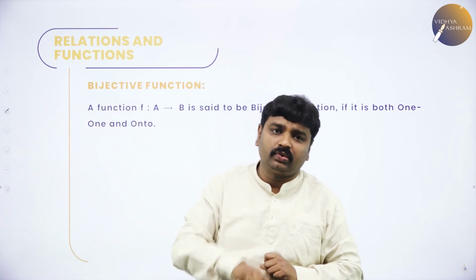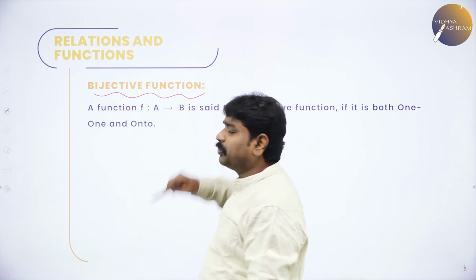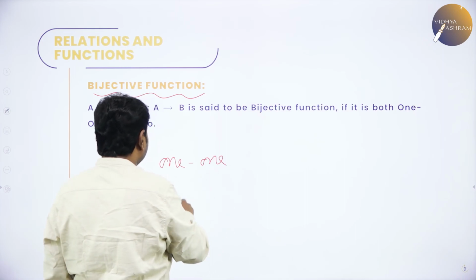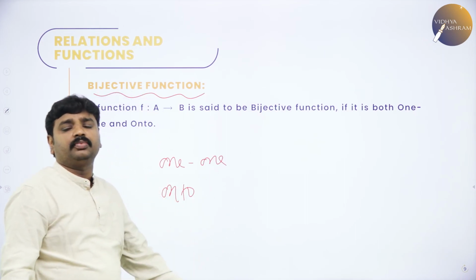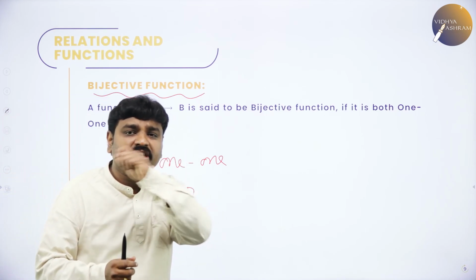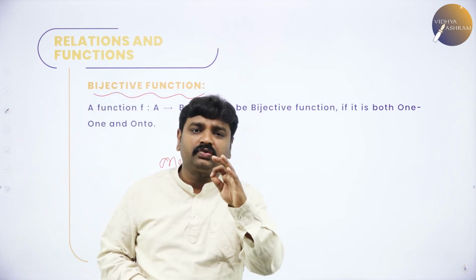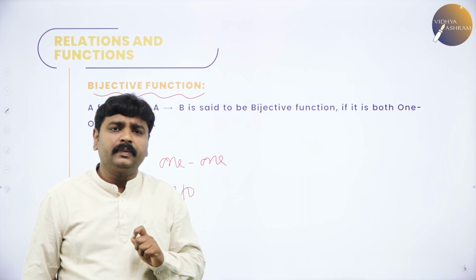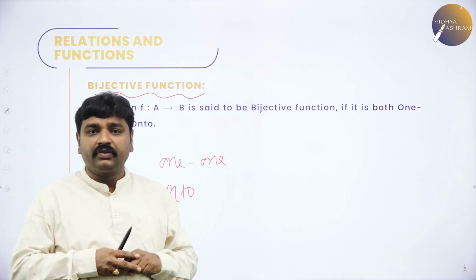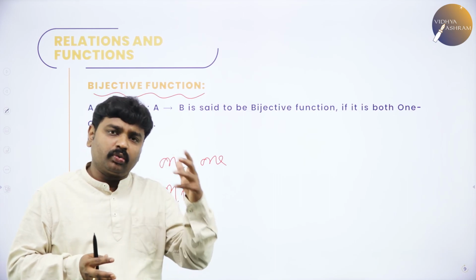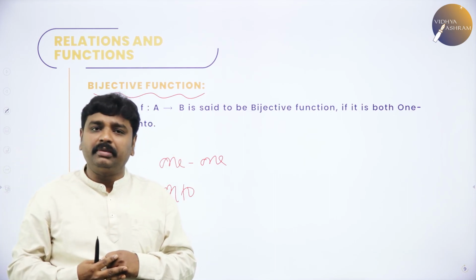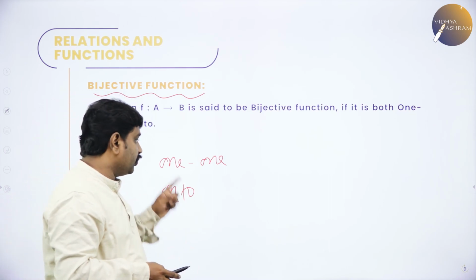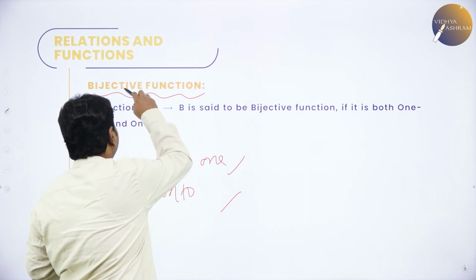Now what is a bijective function? A function is said to be bijective if it is both 1-1 and onto, that is, injective and surjective. Many times in your board exam they have asked: define bijective function. Now all of you know how to prove 1-1. Distinct elements should have distinct images. If two elements have the same image, then it is not 1-1. How to prove onto? Every element in the codomain should act as an image. If any element is present in the codomain and it is not acting as an image, then it is not onto. So if you can prove a function is both 1-1 and onto, then we call it a bijective function.